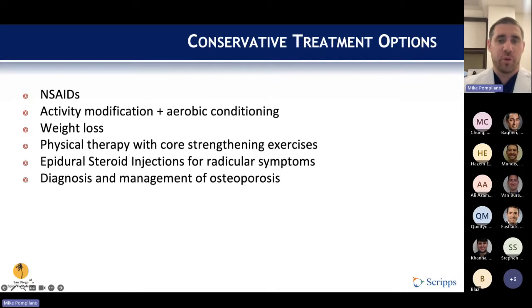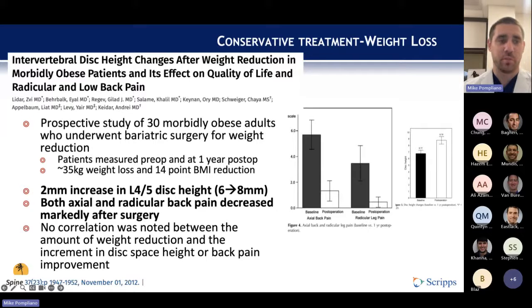As far as conservative treatment options go, it's pretty standard with the rest of our lumbar spine practices: anti-inflammatory medications, activity modifications, weight loss, physical therapy, core strengthening exercises, epidural steroid injections for symptomatic control, and diagnosis and management of osteoporosis to prevent further decrease in bone health.